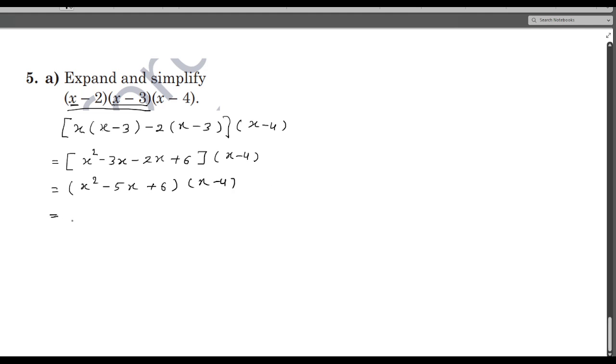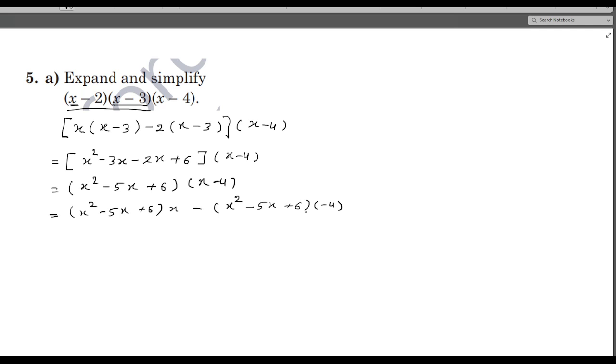Now this time I will multiply this x square minus 5x plus 6 with x, and then this x square minus 5x plus 6 by minus 4. So I am using the distributive property only, but this time I am opening the second bracket. Again x will multiply by x square, it gives me x cube, minus x multiplied by 5x will give me 5x square, and then x multiplied by 6 will give me 6x.